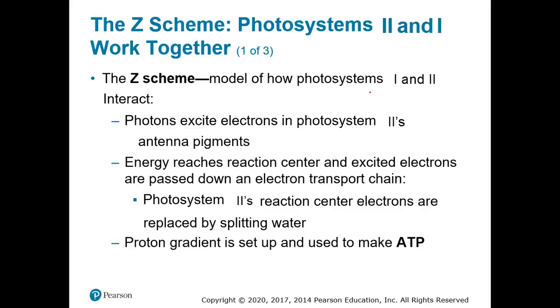Now, how are these photosystems connected? We call this connection the Z-scheme. Okay, it's how we intertwine these two photosystems. And again, we start with photosystem 2 and move to photosystem 1. So the key here is, how do we replace the electron in photosystem 1?